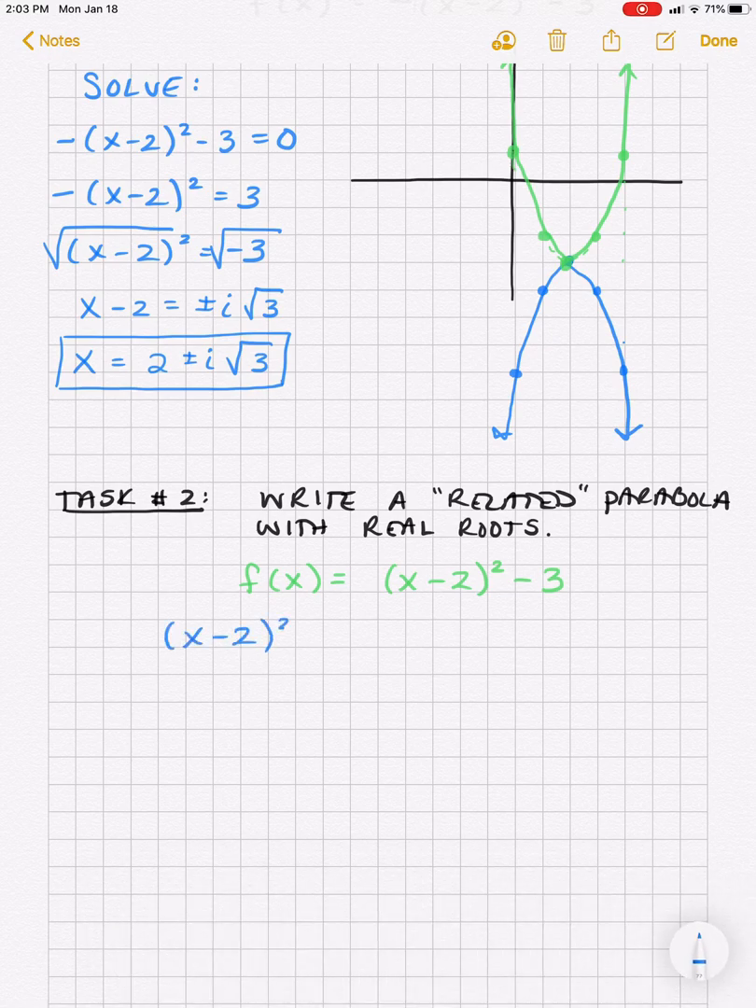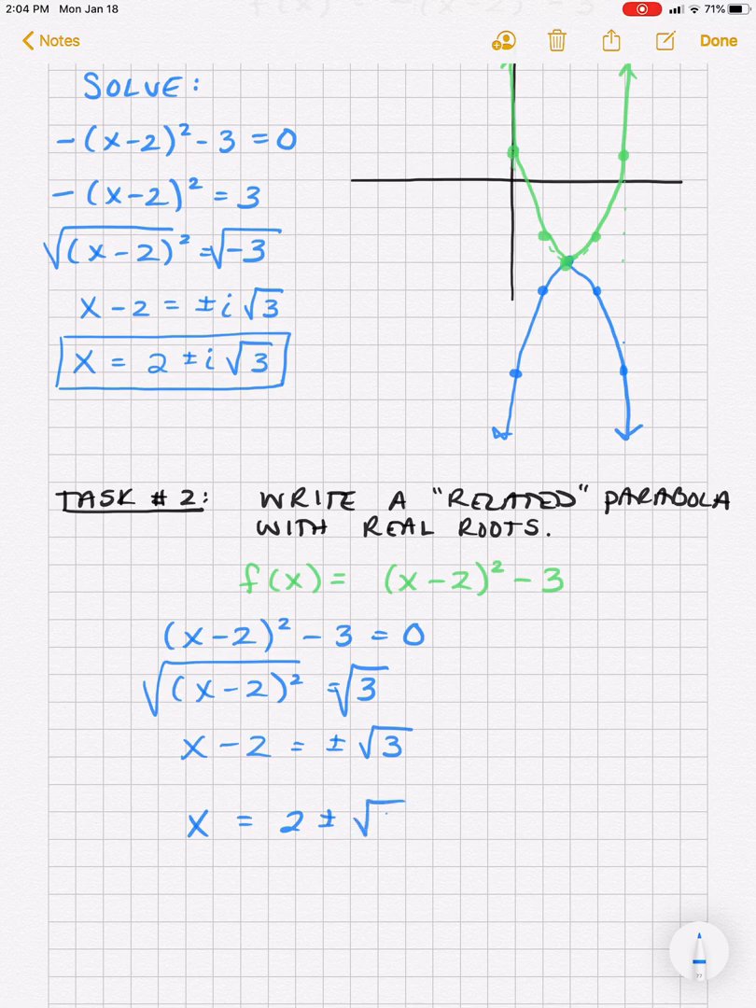You get (x − 2)² − 3, and to find the roots, we set it equal to 0. Then we add the 3 over and square root both sides, and you can see that the solving process is almost identical. It's just that now you're square rooting a positive 3 as opposed to a negative 3, and you get 2 plus or minus the square root of 3.